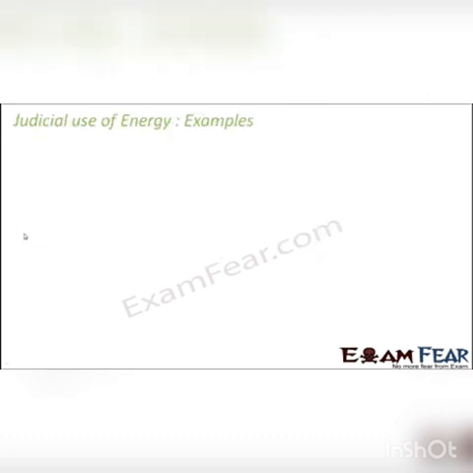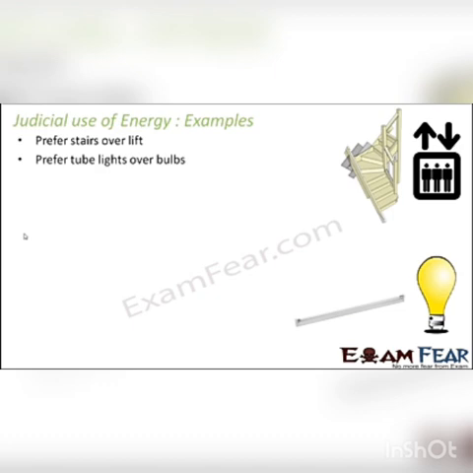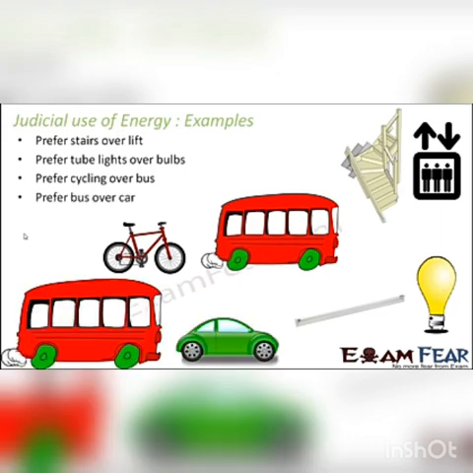Now, some of the examples which show how energy can be judiciously used are: prefer stairs over lift. When you are using lift, you are actually consuming electricity, and electricity again is dependent on fossil fuels. So prefer stairs. Prefer tube lights over bulbs, because bulbs consume more electricity when compared to tube lights. Prefer cycling over bus, because bus is running on some fuel, either petrol or diesel or CNG. So if you are cycling, that fuel is being saved.